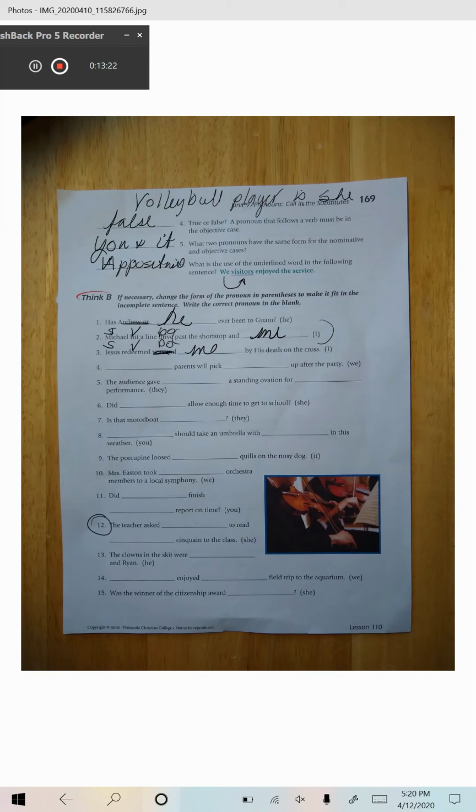Let's look at number 12 real quick, and then I promise I'll quit. The teacher asked blank to read blank cinquain. I think you say cinquain. I think that's how you say it. Let me Google that right here. That's a poem. It's a type of poetry, by the way.